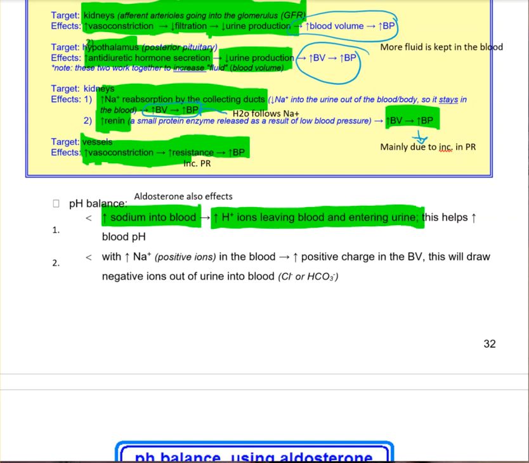and enter the urine. And this helps with raising blood pH, because remember, the fewer hydrogen protons we have, the more our blood gets towards basic, right? It'll go away from an acidic state to a basic state.